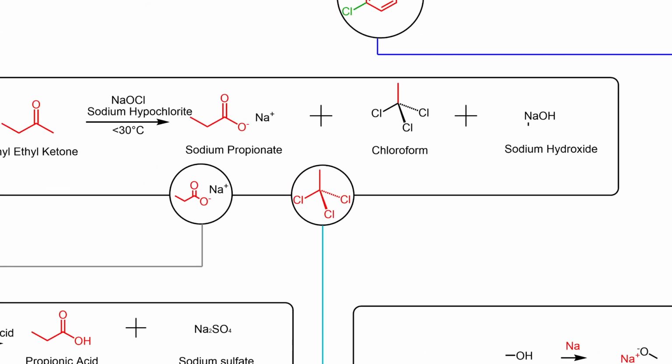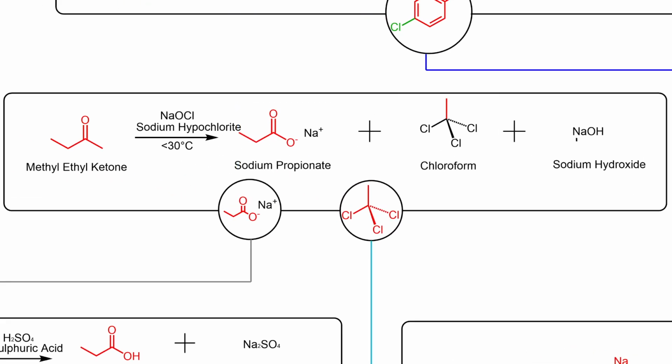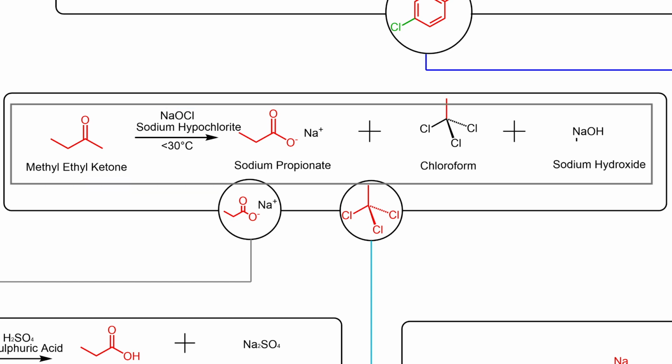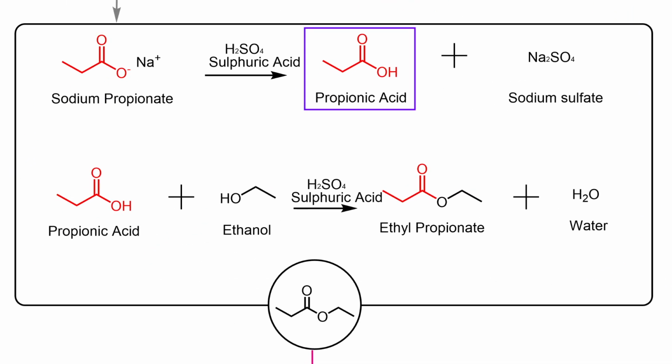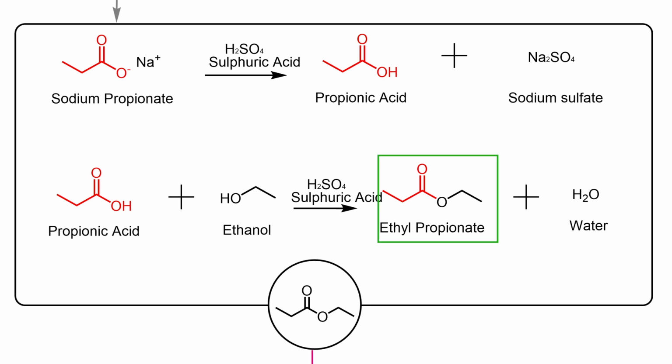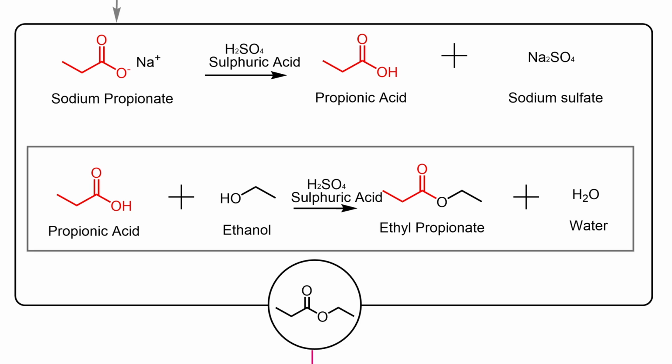Here on the left, you can see that chloroform and sodium propionate are prepared by reacting methyl ethyl ketone with sodium hypochlorite. This reaction is also known as the haloform reaction. The sodium propionate is then converted to propionic acid by reacting it with sulfuric acid. The propionic acid is then reacted with ethanol to make ethyl propionate in a reaction called the Fischer esterification.